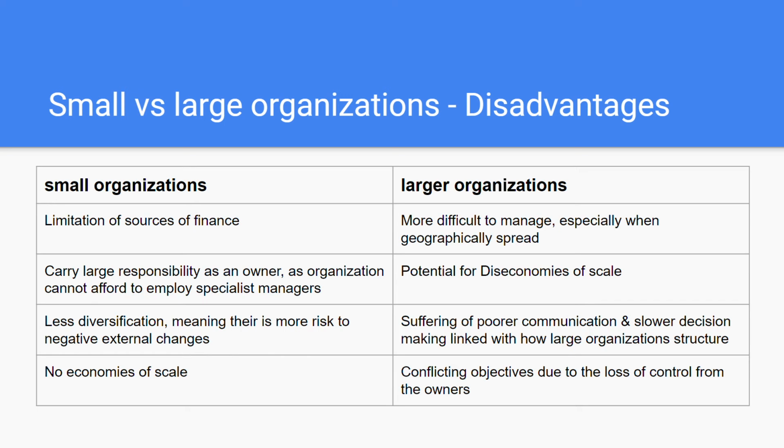Also, the last one would be conflicting objectives due to the loss of control from the owners. This is the opposite of the advantage in small organizations, because here the owner can lose control to all these other managers and all these other employees in the firm that also have big responsibility and power within the firm.